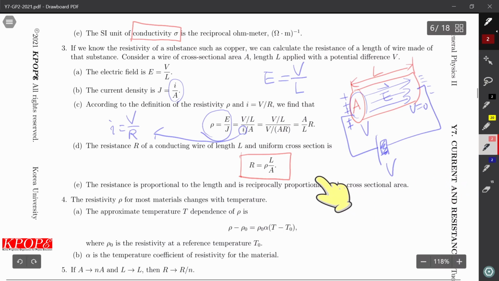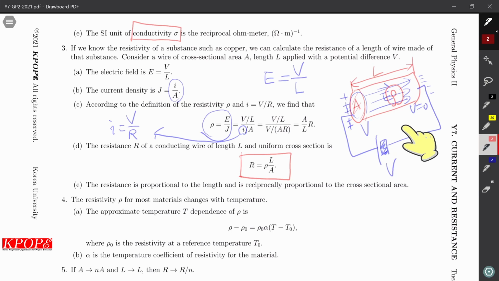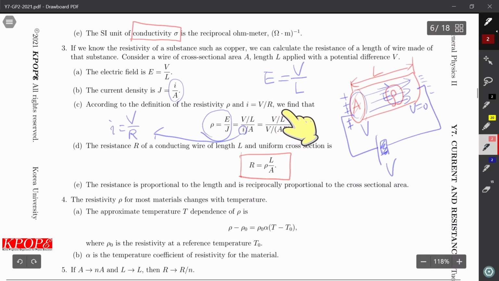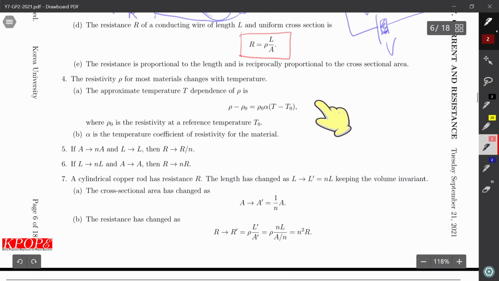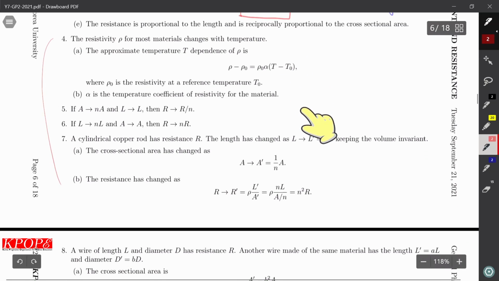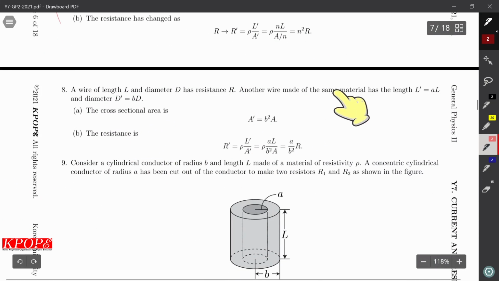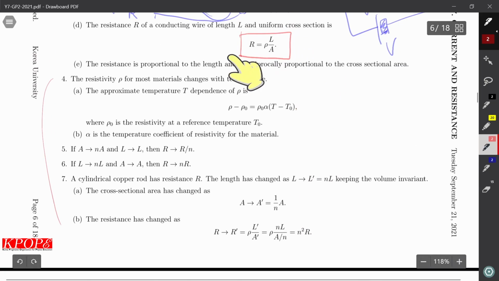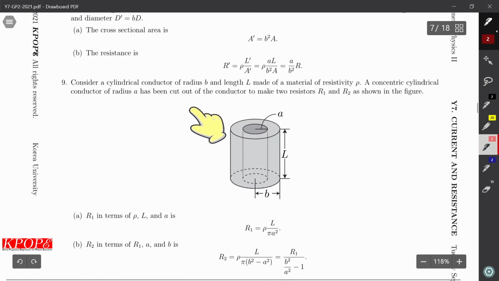For the resistance of a conducting wire of length L, cross-sectional area A, and resistivity rho, R can be computed in this way. The resistance is proportional to the length and inversely proportional to the cross-sectional area. This formula can be applied to solve these problems. In addition, you can train yourself with this formula by solving the following problems.